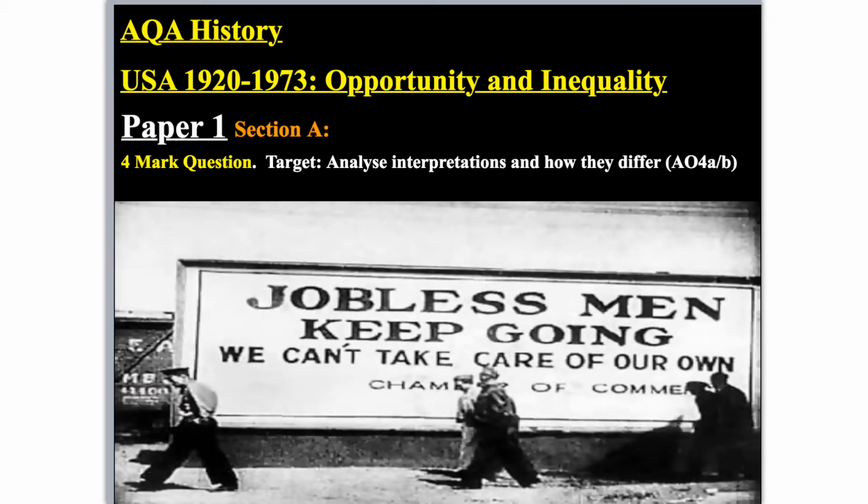This webcast is focused on America 1920 to 1973, which is in Paper 1, Section A of your GCSE exam. Today what we're going to do is look at the 4-mark question from the sequence that you have on the sources, the two interpretations that you face. This particular 4-mark question has the target focus of analysing interpretations and more specifically how they differ.